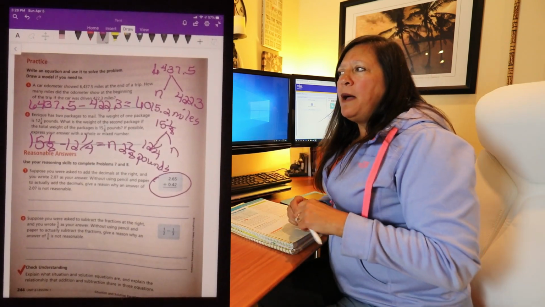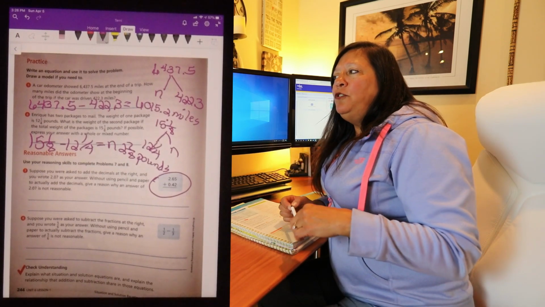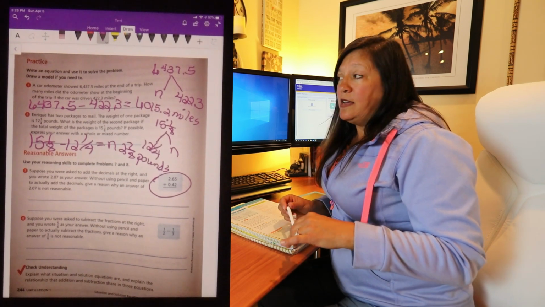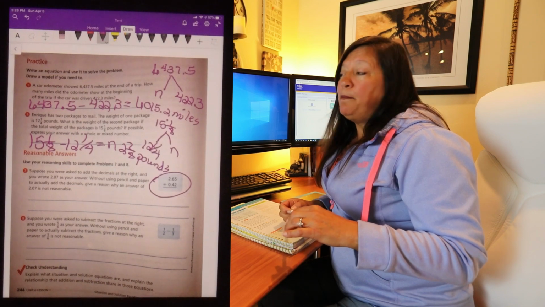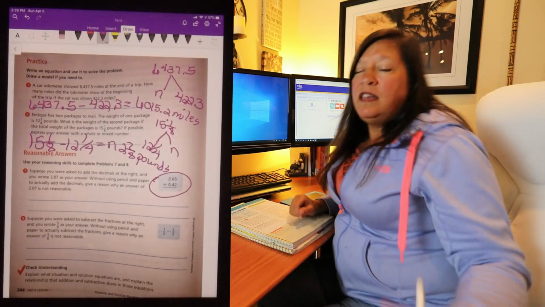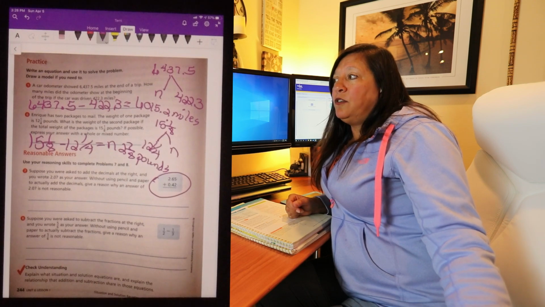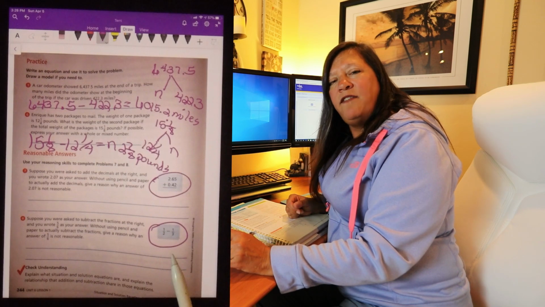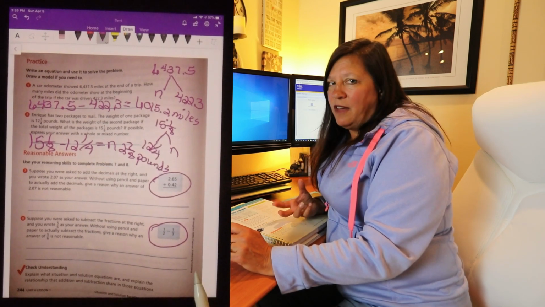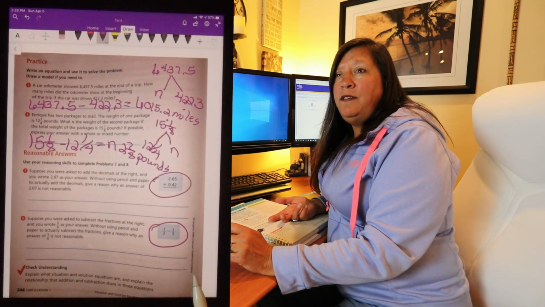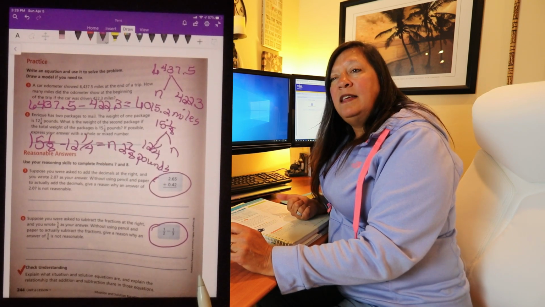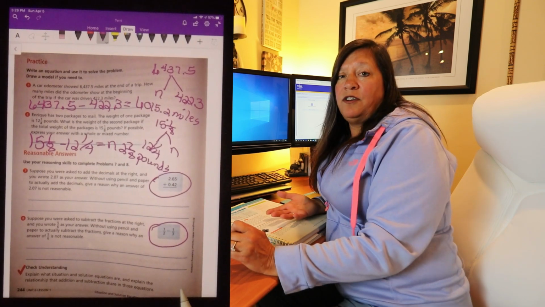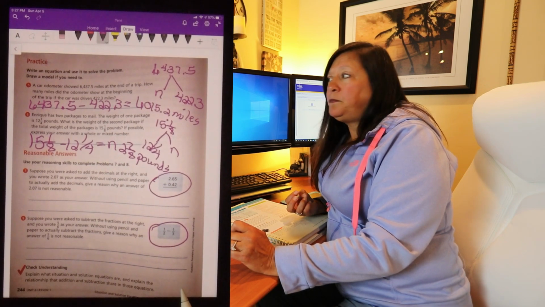The second reasonable problem, number 8, suppose you were asked to subtract the fractions at the right and you wrote 5/6 as your answer. Without using pencil and paper to actually subtract the fractions, give a reason why an answer of 5/6 is not reasonable. So if you look at those, 1/2 minus 1/3, think about what a half looks like. And then if you took 1/3 away from that, okay, would it make sense to get 5/6 as your answer? Think about that for a moment.